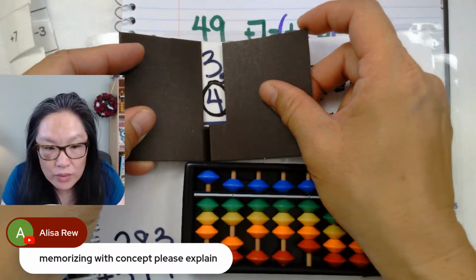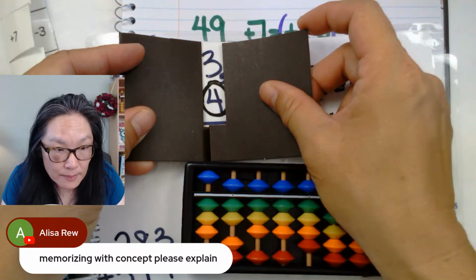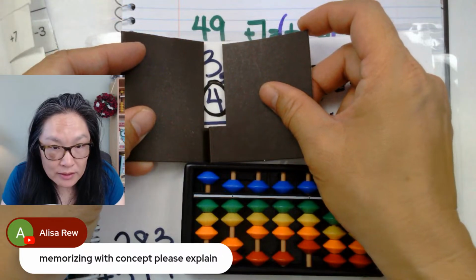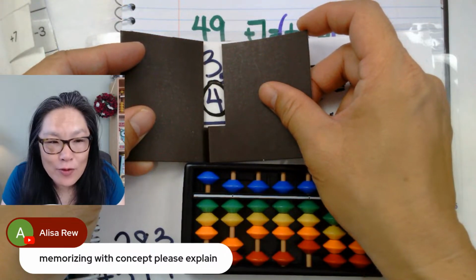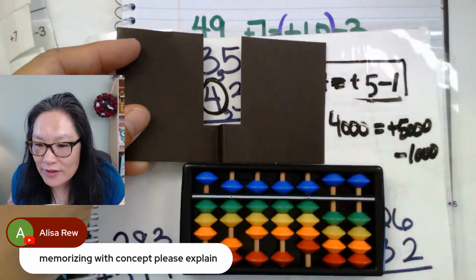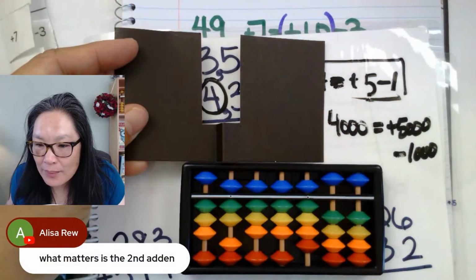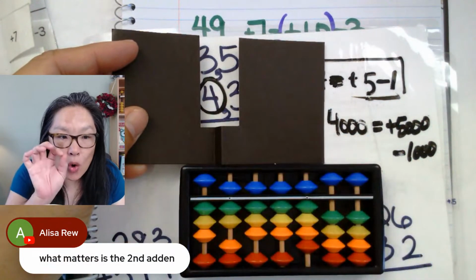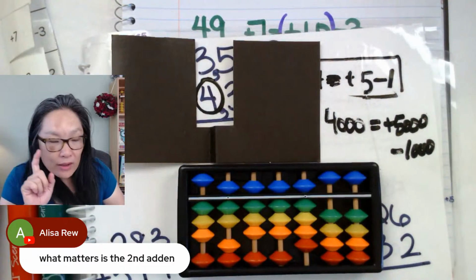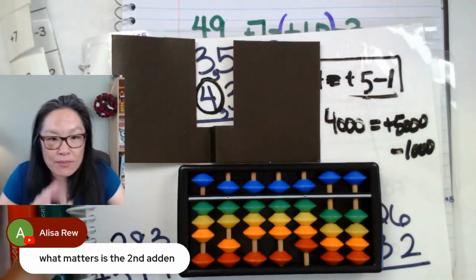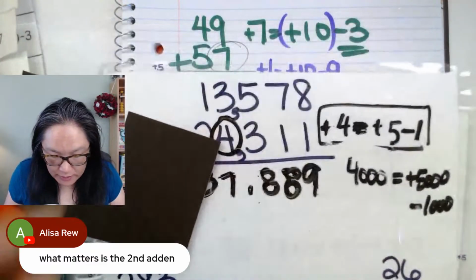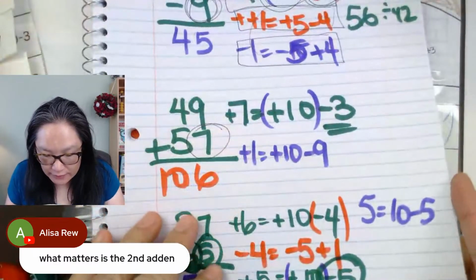So it's the same thing with abacus. We're only looking at this column, right? And it's a different way of thinking. What matters in the 2-second add-in? Exactly. It's always the add-in. It always matters what your add-in is. See, for abacus, it doesn't matter if you have 5 digits.